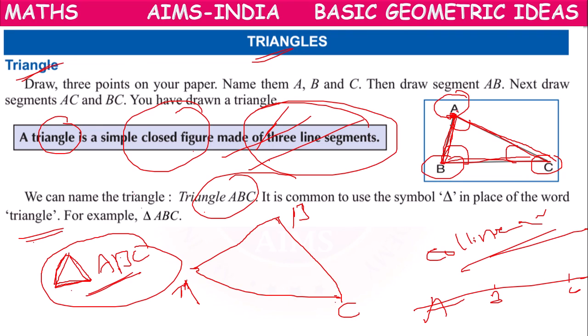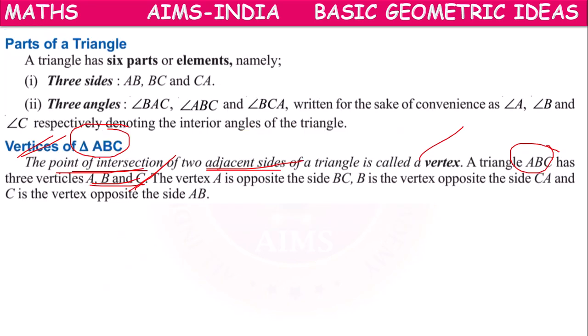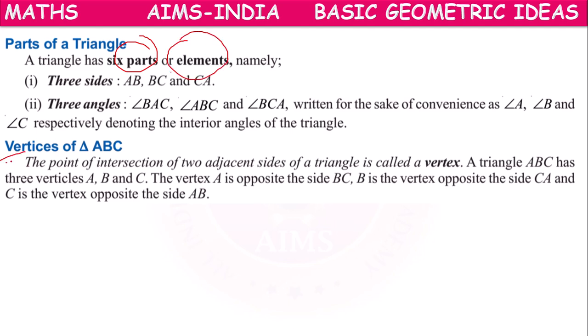The vertex A is opposite to BC. Vertex B is opposite to AC. Vertex C is opposite to AB. Like that, we have 3 sides, 3 angles, 3 vertices. But the measurable parts are only 6 parts, 6 elements whose value we can measure. Vertices are just points, we cannot measure them. So if asked how many parts a triangle has, your answer should be only 6 parts, which can be measured.